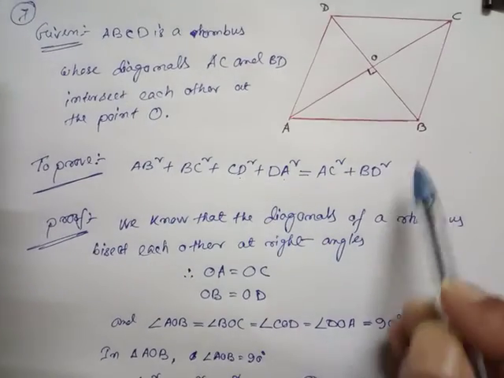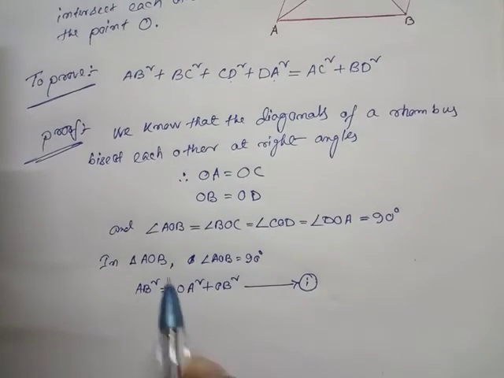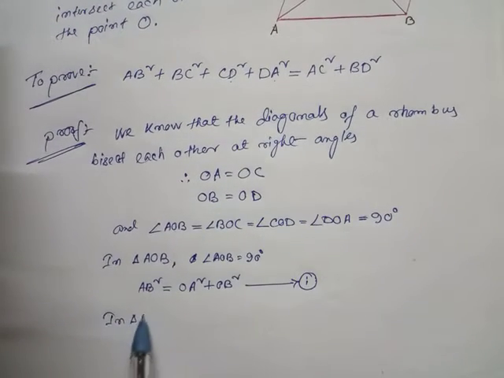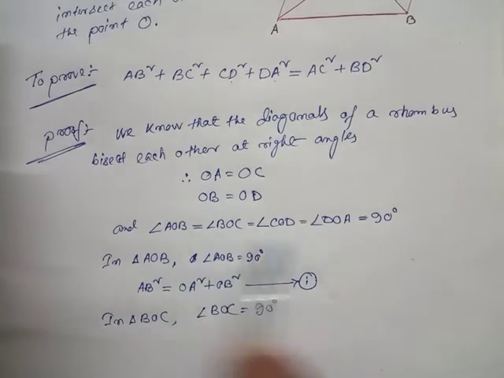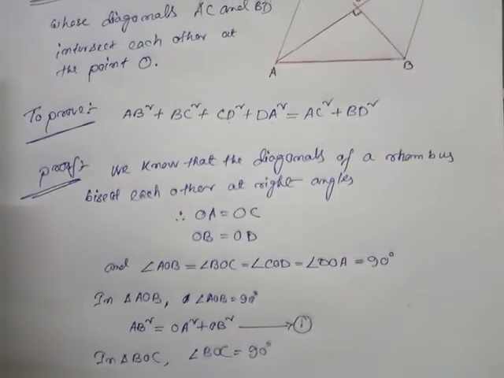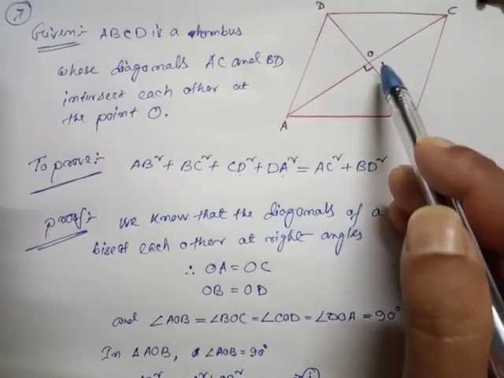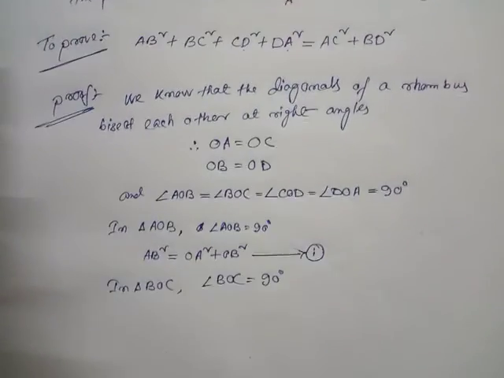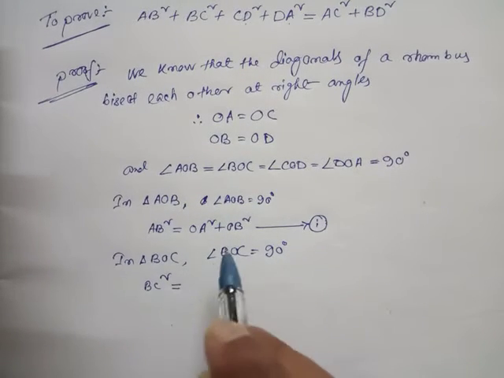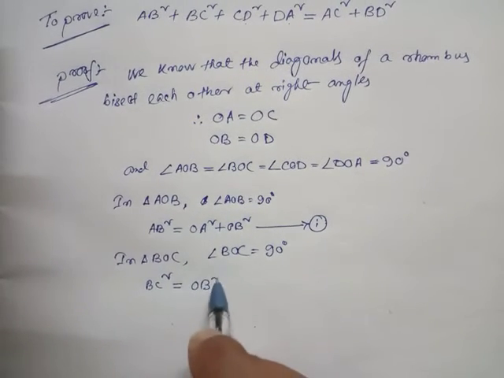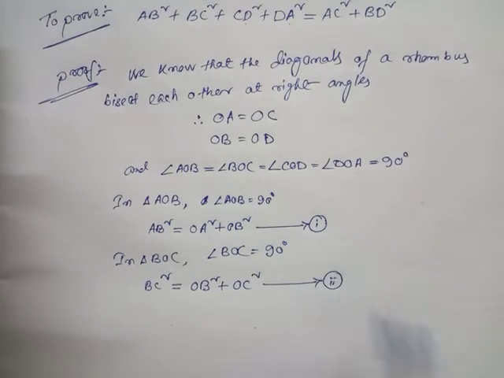Now next one, angle BOC. Here also we'll do the same thing. In triangle BOC, angle BOC equal to 90 degree. Now look here, this is the hypotenuse and this is the right angle. So BC square equal to OB square plus OC square, equation number 2.